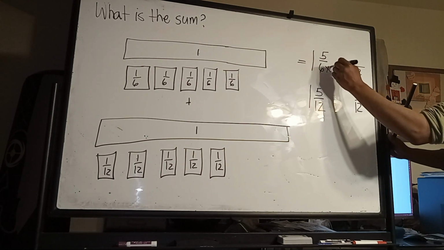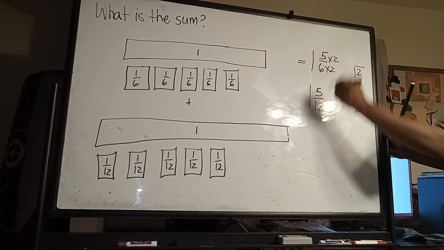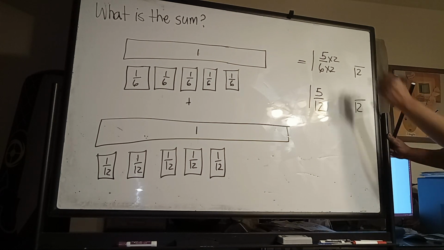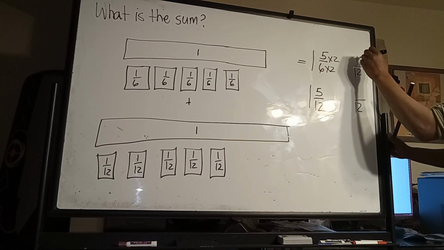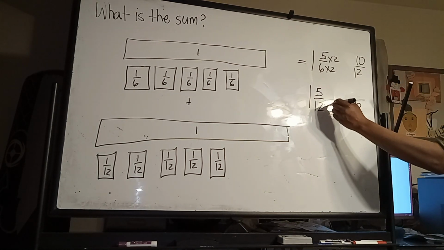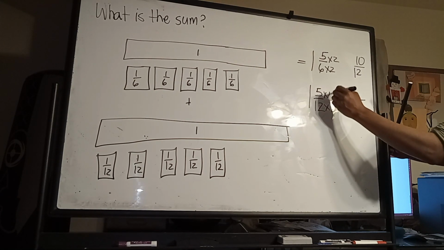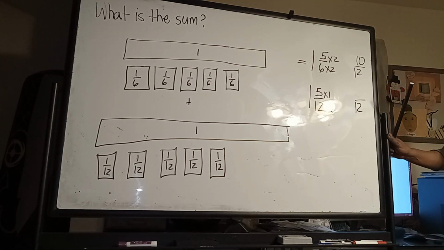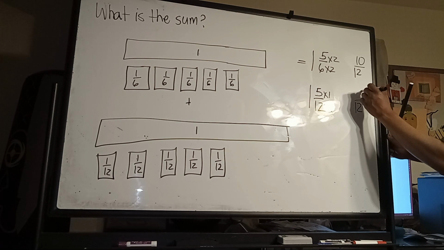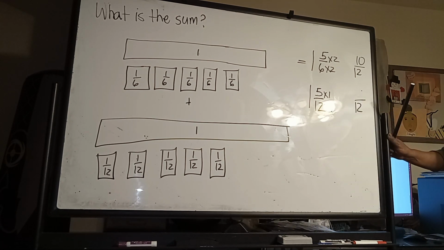So 6 times 2, 5 times 2 is? 10. Yep. And times 1 to get to 12 times 1 or 5 times 1 is what? Equals 5.